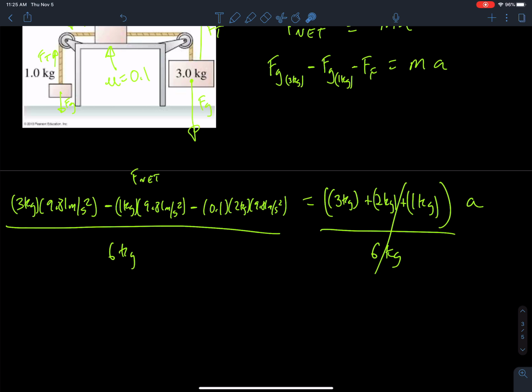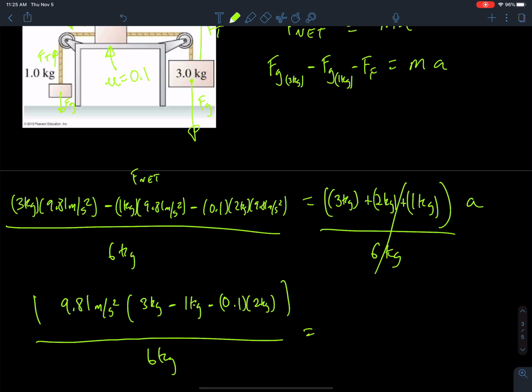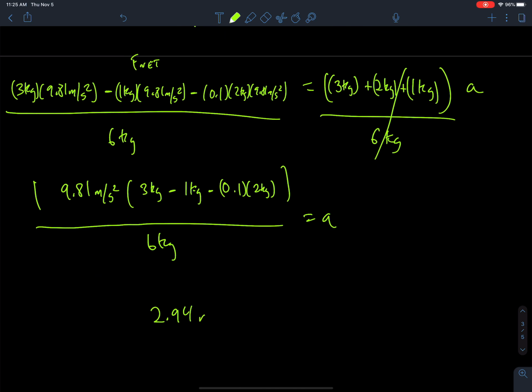Okay, now what I'm going to do, just to make this simpler so I don't have to do a lot of multiplying of the same thing, is I'm going to factor that out. So 9.81 meters per second squared times (3 kilograms minus 1 kilogram minus 0.1 times 2), okay, and then all of that over 6 kilograms is going to give me my acceleration. So let's go do that. Three minus 1 minus 0.2 times 9.81 divided by 6. That gives me an acceleration of 2.94 meters per second squared. All right, and that's that.